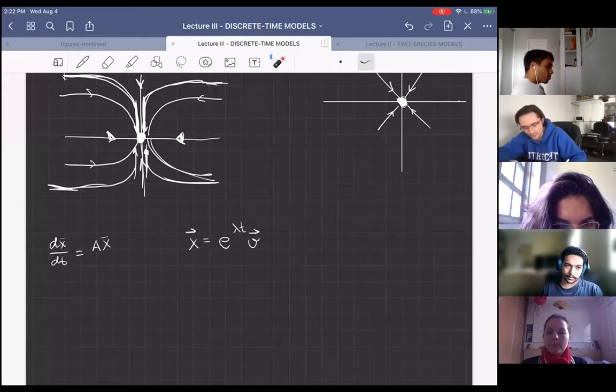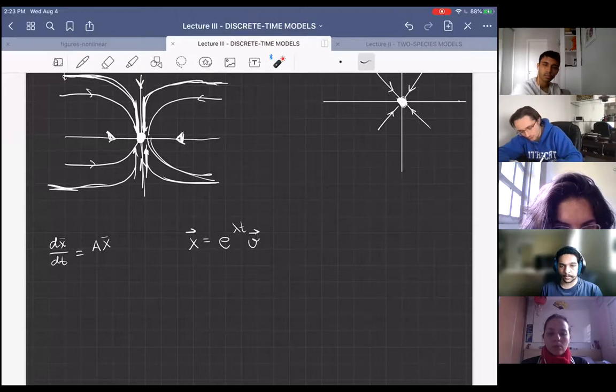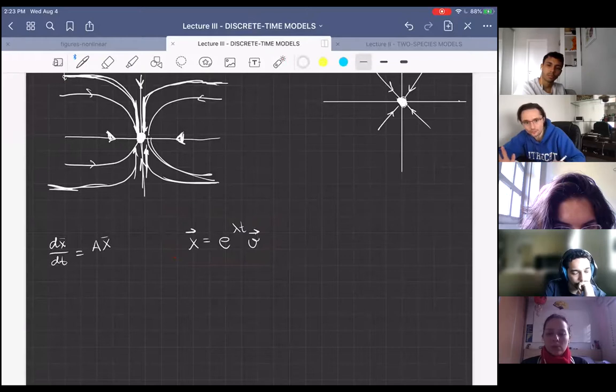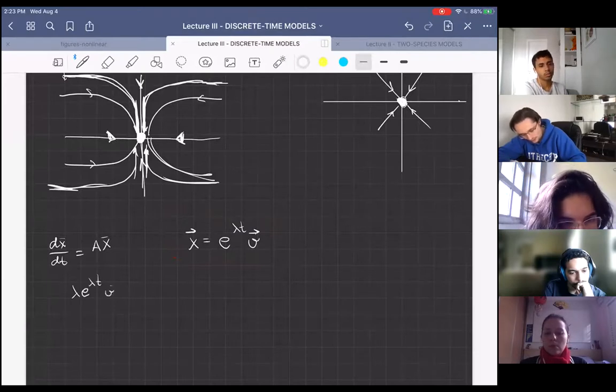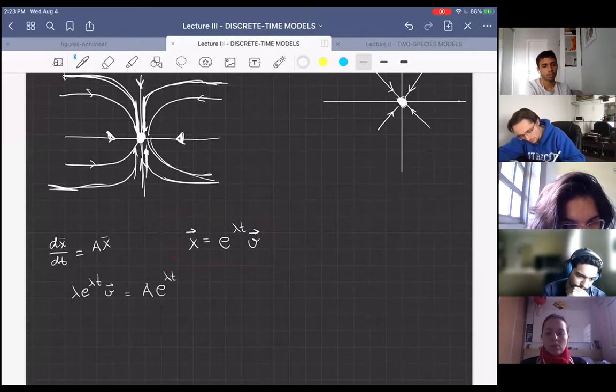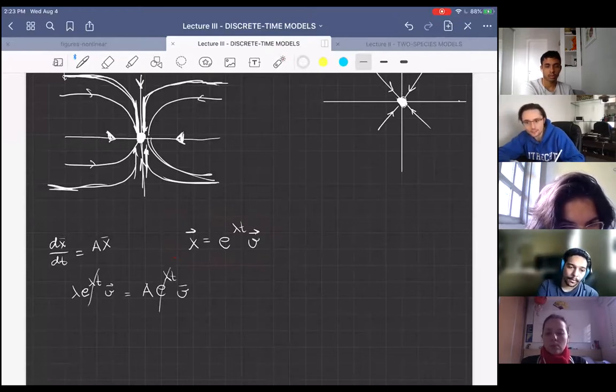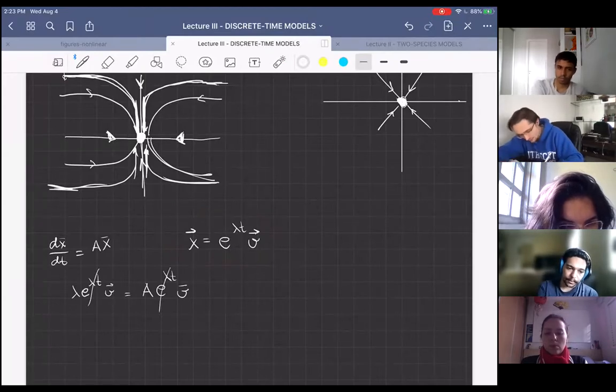So what I can do is plug this solution into my equation, like an ansatz solution for those of you that are more mathematical. So basically, the derivative of x with respect to t is going to be lambda e to the power of lambda t times v, and this is going to be equal to A e to the lambda t v. This can cancel because it is just a scalar, and this is what I get.